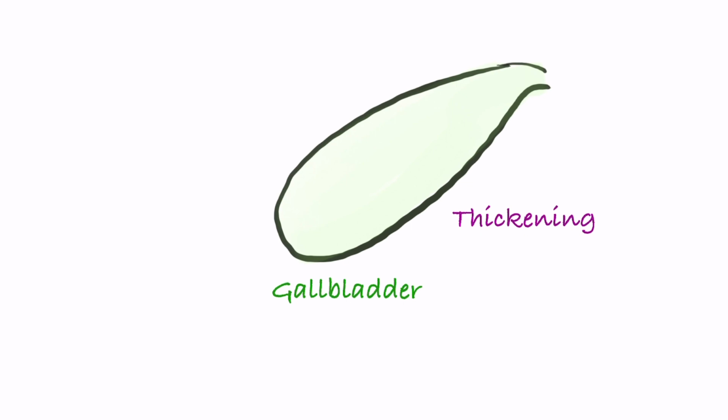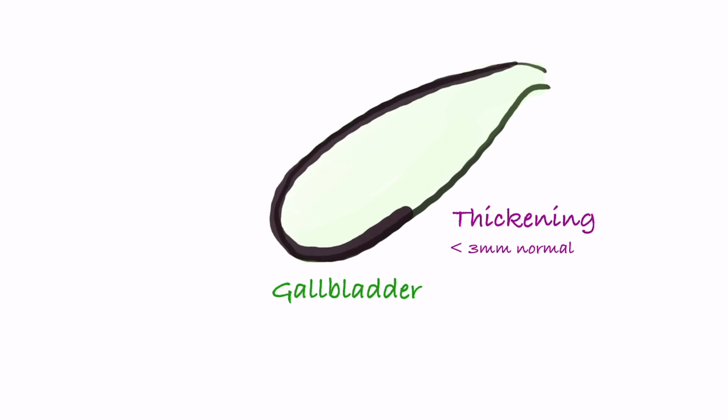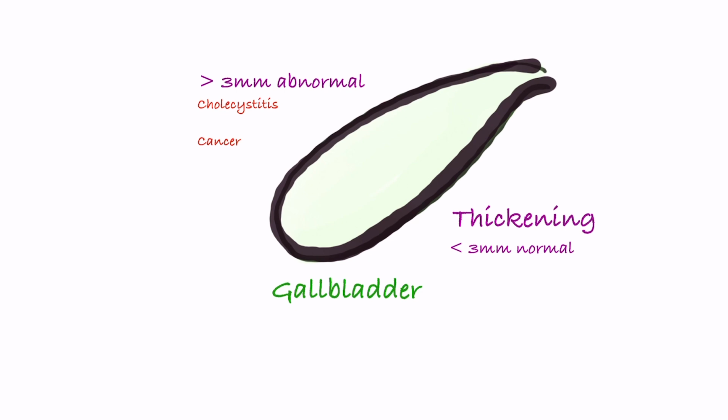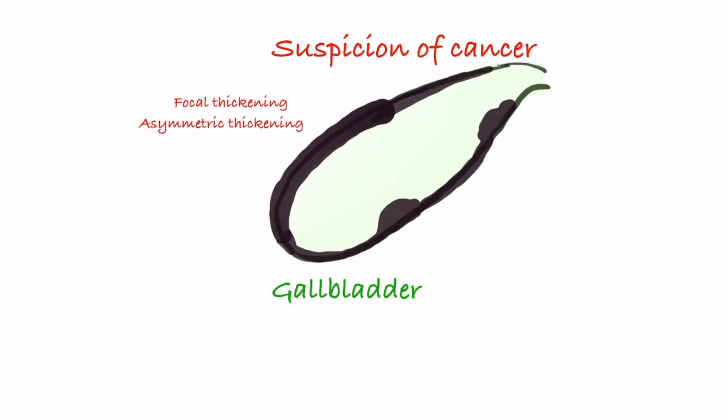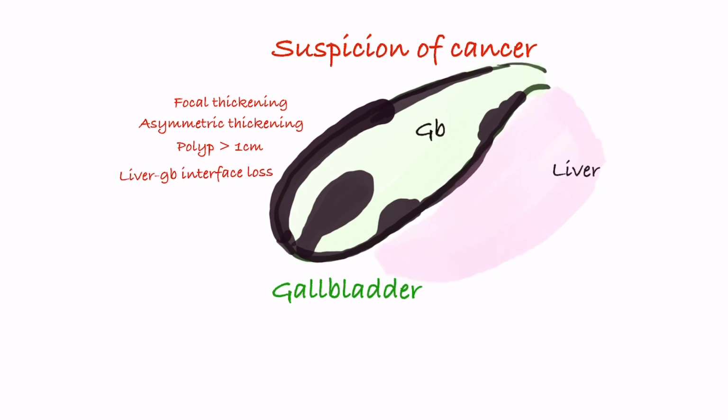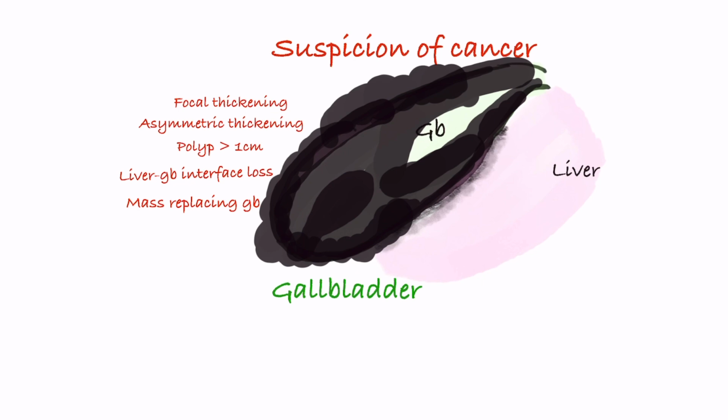In the gallbladder, less than 3 mm thickness is considered normal. More than 3 mm thickness of the gallbladder wall may be due to cholecystitis or malignancy. Features suggestive of gallbladder cancer on imaging are focal thickening of the gallbladder wall, asymmetric thickening, polyp more than 1 cm, and loss of the interface between liver and gallbladder, meaning there is no clear-cut demarcation between GB wall and liver. Finally, a mass replacing the gallbladder is highly suggestive of cancer.